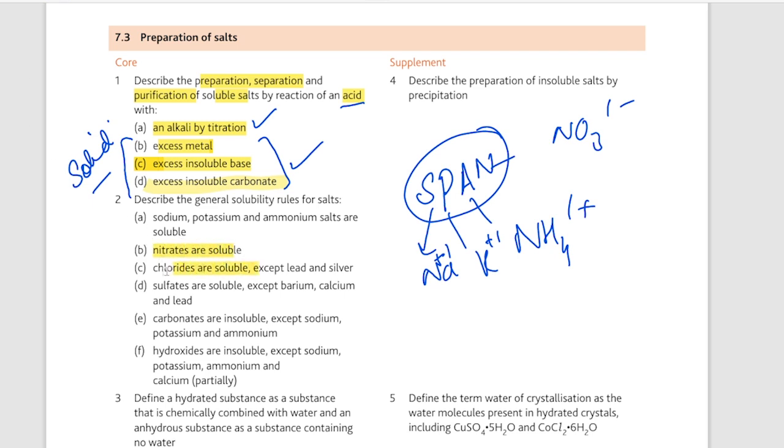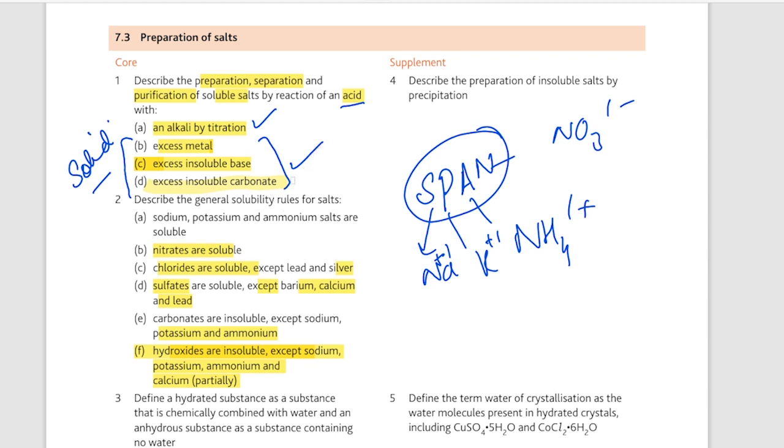Nitrates are soluble. Chlorides are soluble except lead and silver chloride. Sulfates are soluble, but barium sulfate, calcium sulfate, and lead sulfate are insoluble. Carbonates are insoluble except sodium, potassium, and ammonium. Then hydroxides are insoluble except sodium, potassium, ammonium, and calcium. Calcium is partially soluble. So you all have to memorize all of these solubility rules to prepare the salt.